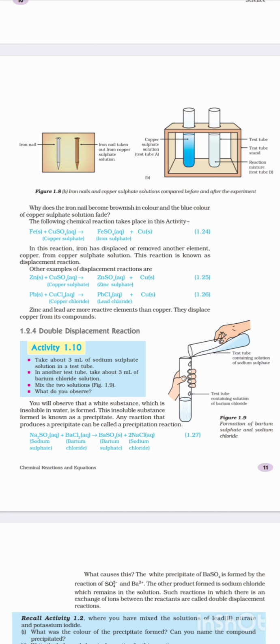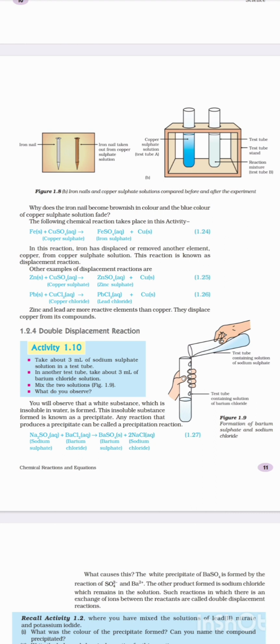You will observe that a white substance which is insoluble in water is formed. This insoluble substance formed is known as a precipitate. Any reaction that produces a precipitate is known as a precipitation reaction. So one more type of reaction that we have studied is the precipitation reaction. Earlier we saw exothermic and endothermic reactions, and now this precipitation reaction. Precipitation reaction is a type of reaction in which a precipitate is formed. Like sodium sulfate in presence of barium chloride gives barium sulfate and sodium chloride.